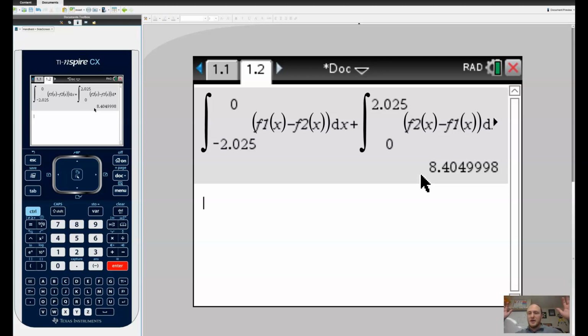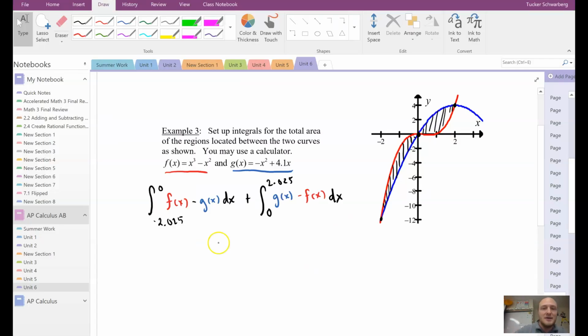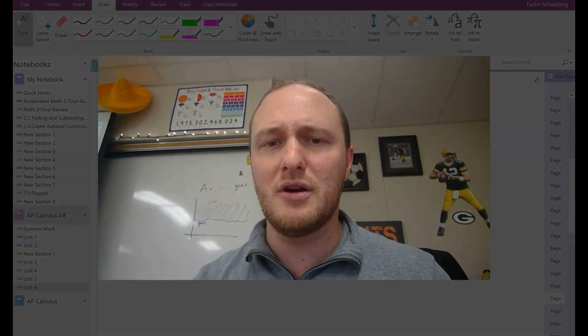It does. Hey, 8.405. So this is actually not approximately, well, actually we're going to round, so approximately 8.405. That is how you utilize a calculator to calculate area between curves.